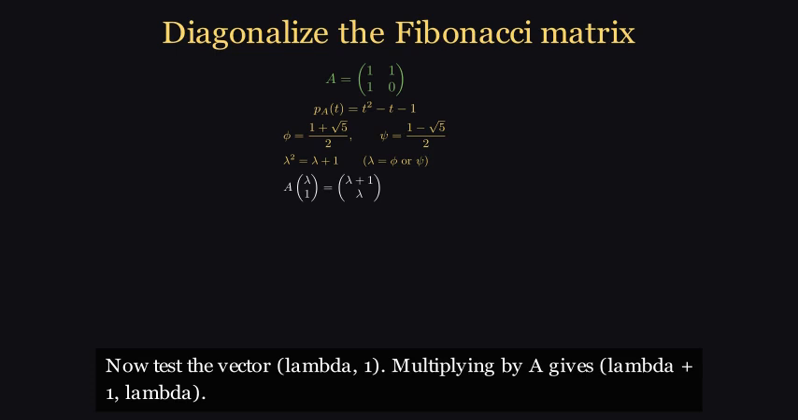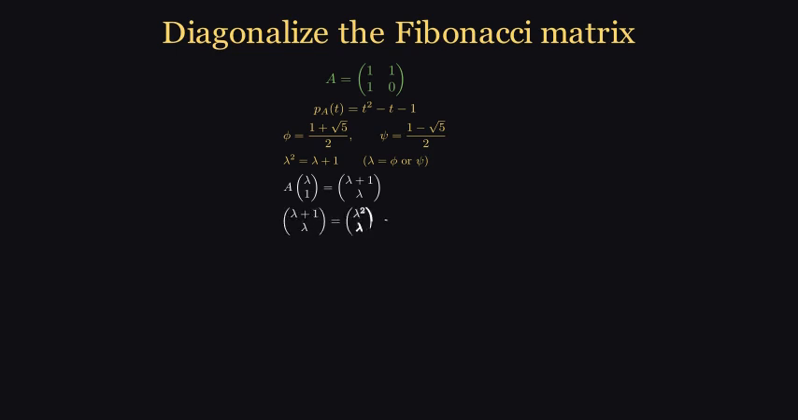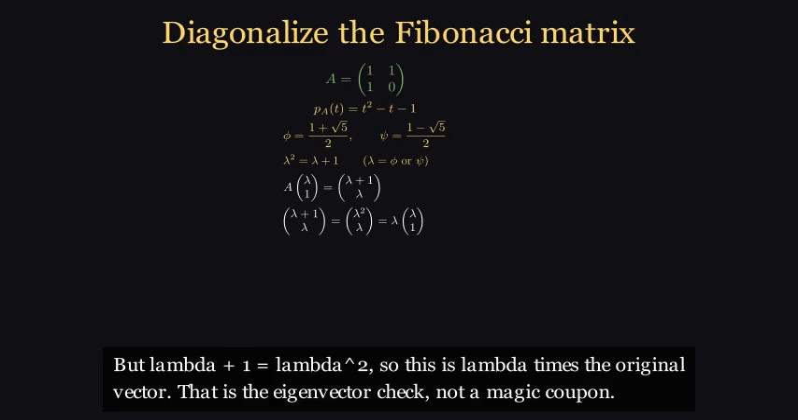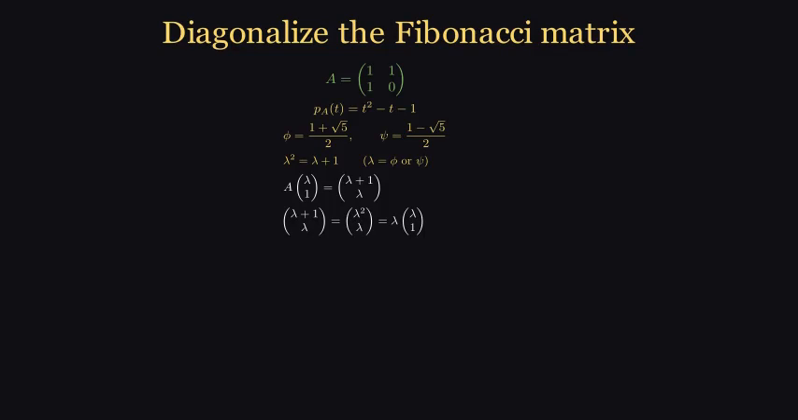Now test the vector lambda comma 1. Multiplying by A gives lambda plus 1 in the top entry, and lambda in the bottom entry. But lambda plus 1 equals lambda squared. So this is lambda times the original vector. That is the eigenvector check, not a magic coupon.